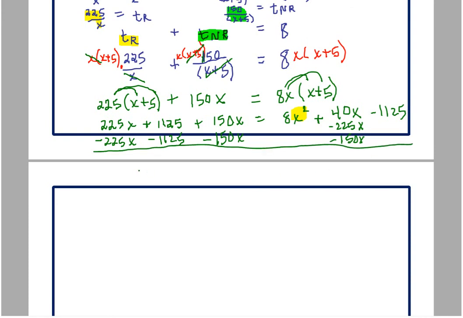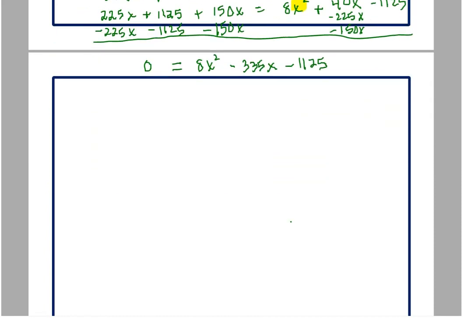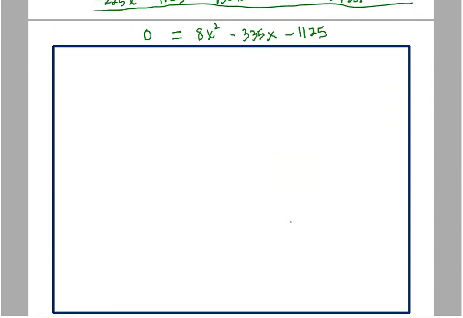So what that gives you is a 0 on the left side, because everything cancels. And on the right side, we have 8x squared. Then we have 40x minus 225x minus 150x, which gives us a negative 335x, and then minus 1125. Okay, you could try factoring that, but I'm just going to use the quadratic formula to solve it.